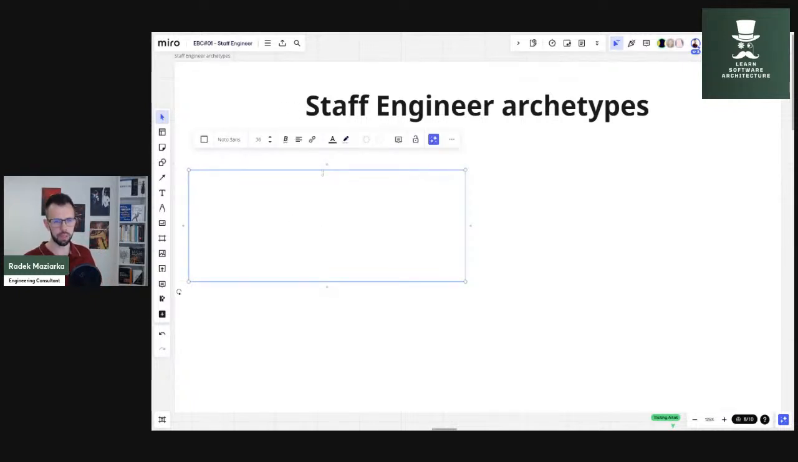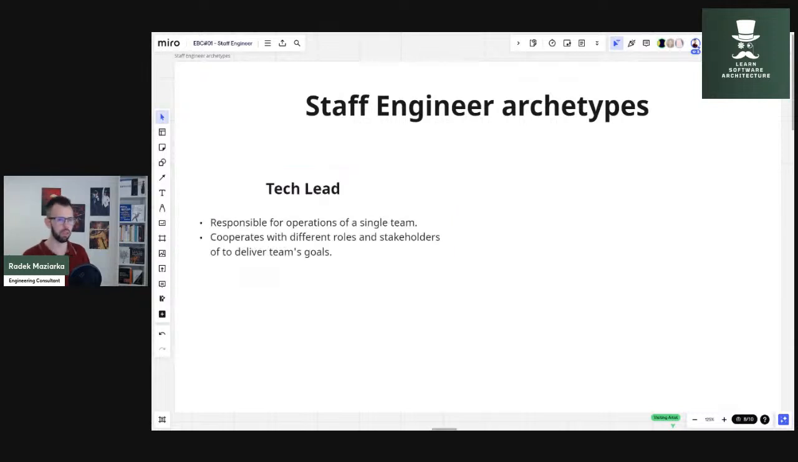The first archetype is probably the one most known to you: tech lead. The tech lead is responsible for the operations of a single team. He or she cooperates with different roles and different stakeholders to deliver the team's goal. The tech lead is responsible more for the technical part, but also for the delivery part of a single team.